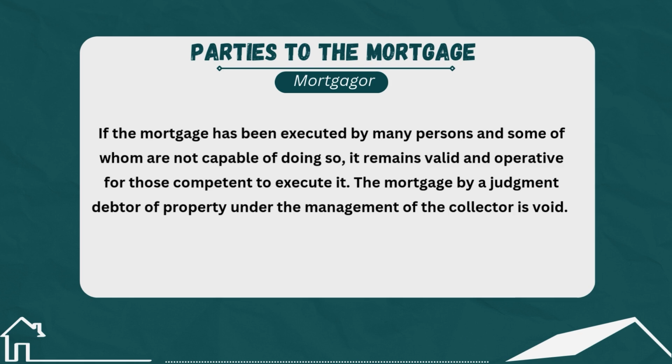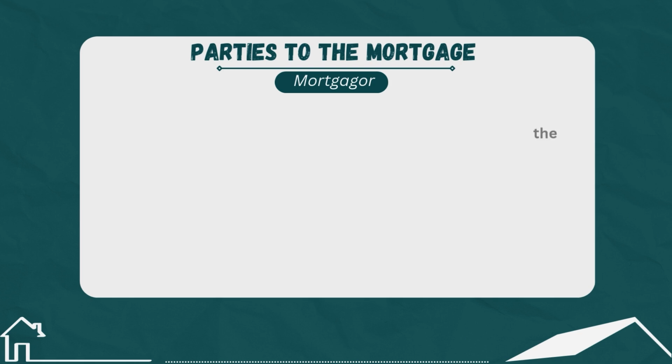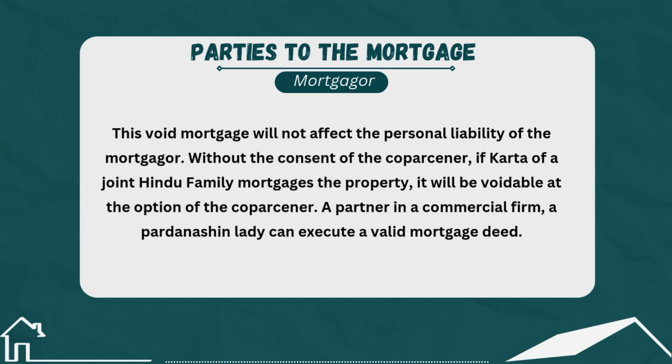A mortgage by a judgment debtor of property under the management of the collector is void. This void mortgage will not affect the personal liability of the mortgagor. If the Karta of a joint Hindu family mortgages the property without the consent of the coparceners, it will be voidable at the option of the coparceners. A partner in a commercial firm, or a Pardanashin lady, can execute a valid mortgage deed.